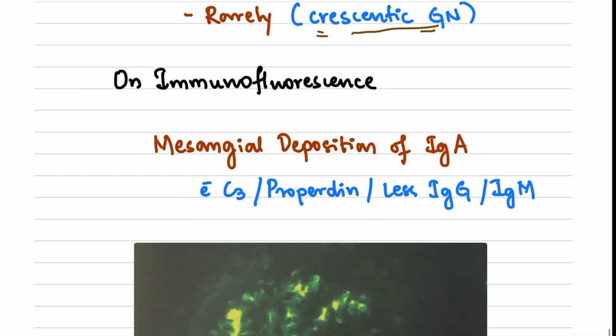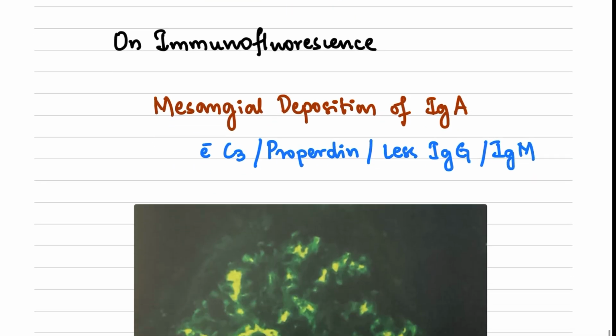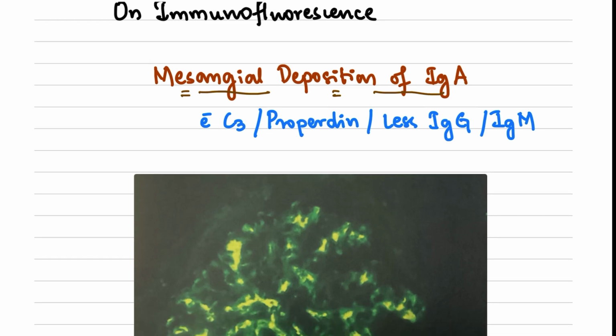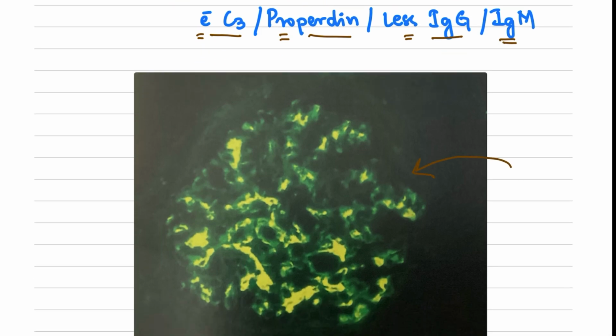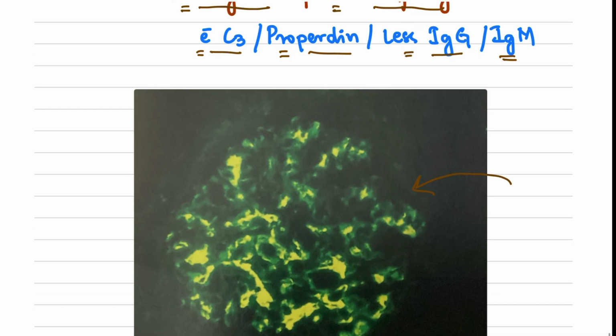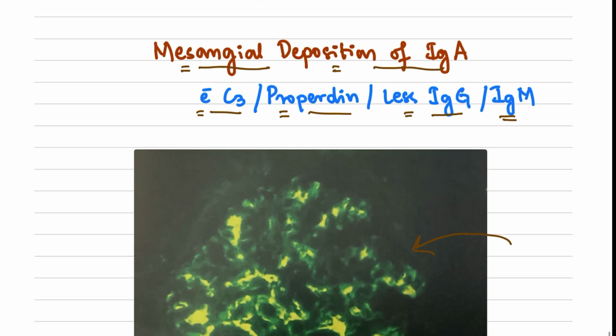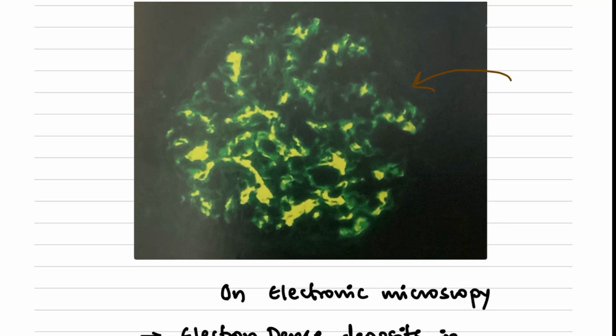On immunofluorescence, what we can see is that there will be IgA deposits in the mesangium. So mesangial deposition of IgA can be seen on immunofluorescence, and along with IgA we can also see complement C3, properdin, and also lesser amounts of IgG and IgM in the mesangium. As you can see, this is the immunofluorescence picture of an IgA nephropathy patient. We can see that there is mesangial deposition of the IgA antibodies.